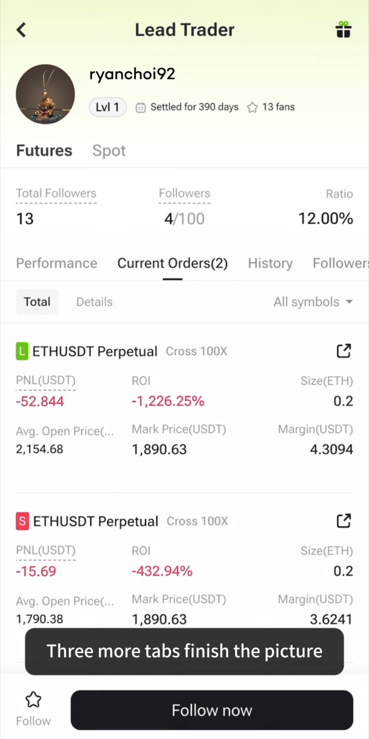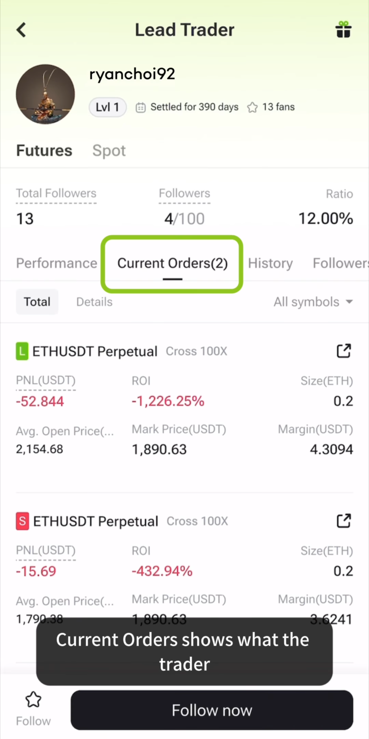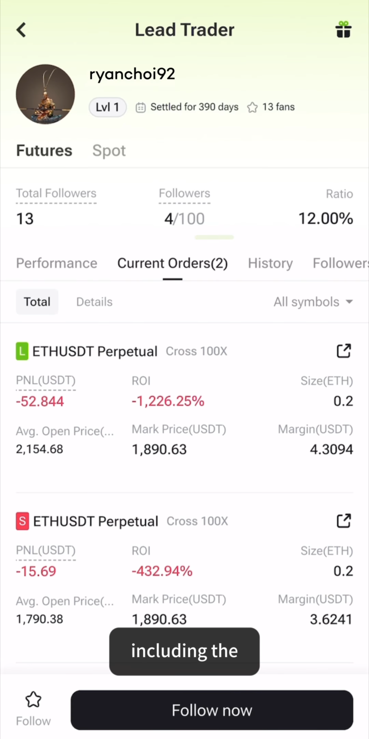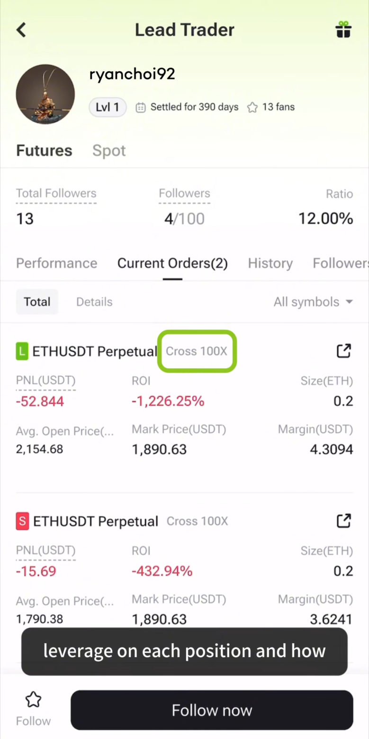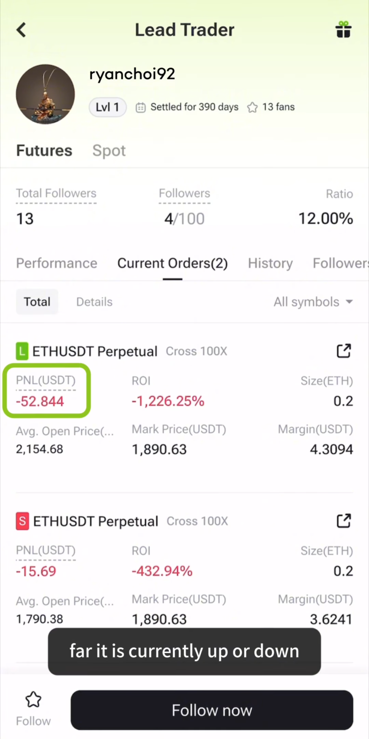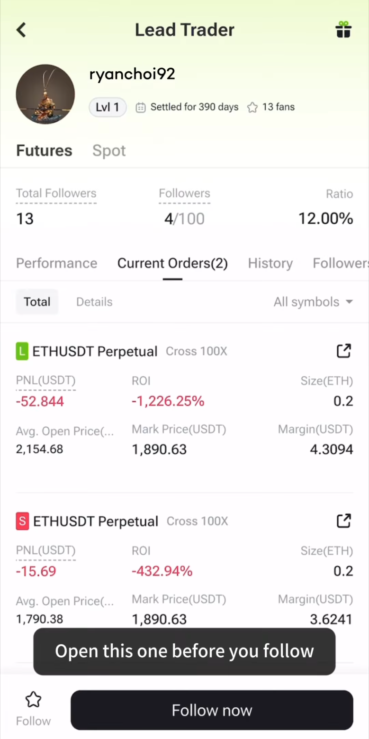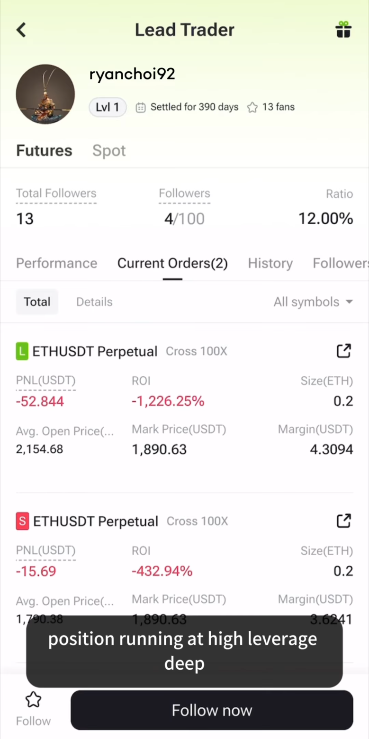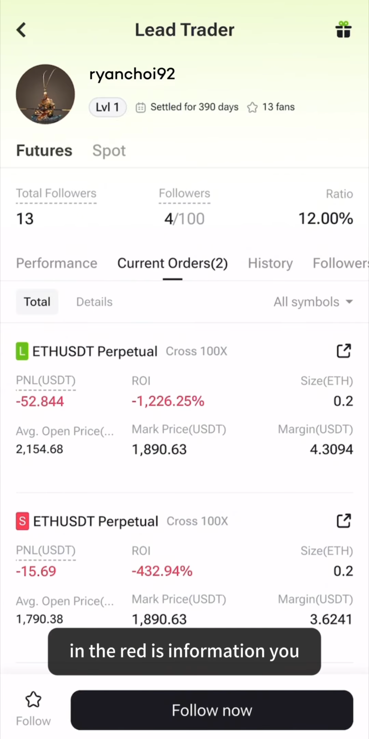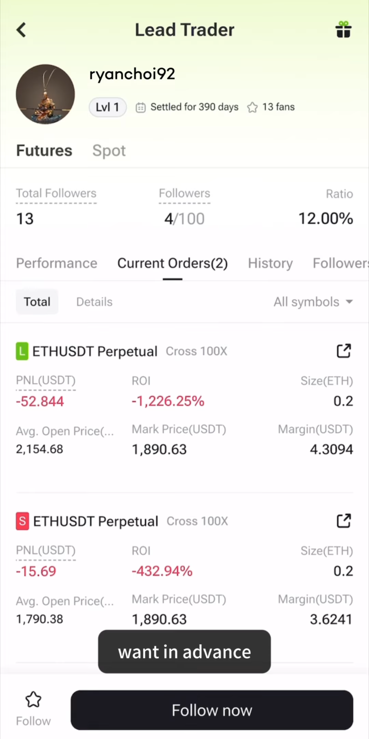3 more tabs finish the picture. Current order shows what the trader is holding right now, including the leverage on each position and how far it is currently up or down. Open this one before you follow because you will inherit the risk profile you see here, and a position running at high leverage deep in the red is information you want in advance.